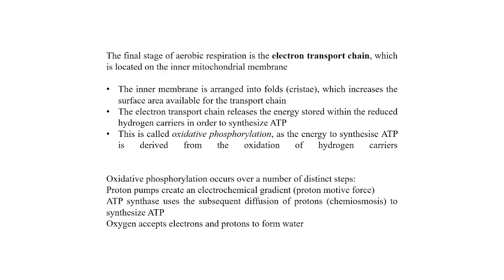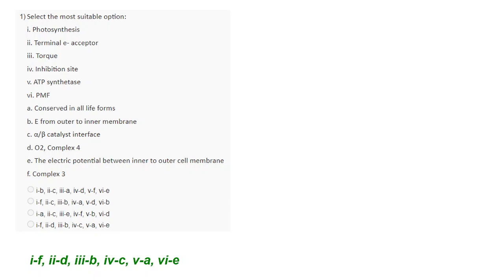So the answer will be 1F, that is photosynthesis paired with complex 3. 2 will be D, which is O2, the terminal electron acceptor in complex 4. 3 will be B, the torque generated during the proton motive force. The inhibition site is the alpha beta catalytic interface, and ATP synthase is conserved in all forms, so 5 is A. And PMF, the proton motive force, is basically the electric potential between the inner and outer membrane.